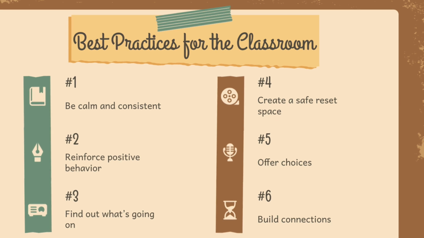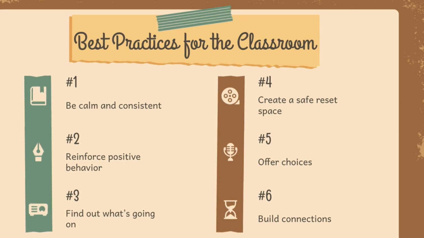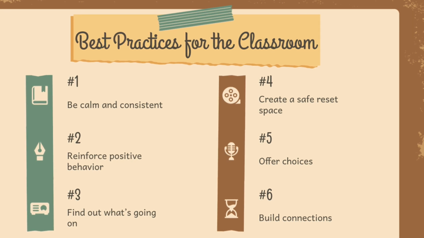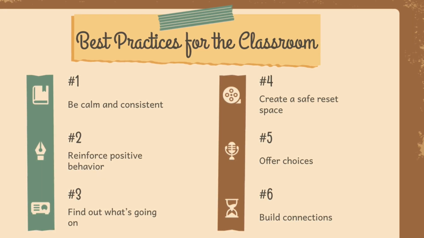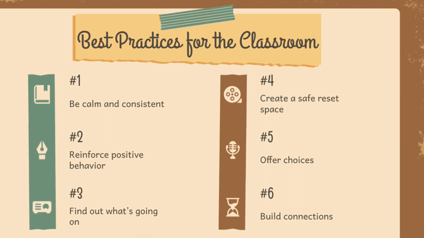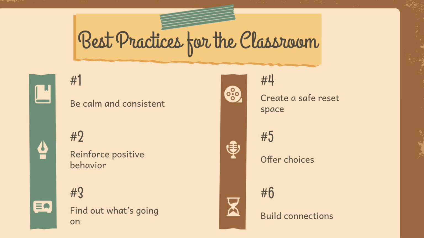Best practices for the classroom. So 6 ways you could help students with ODD within the classroom are to be calm and consistent, reinforce positive behavior, find out what is going on, create a safe reset space, offer choices, and build connections with the students.